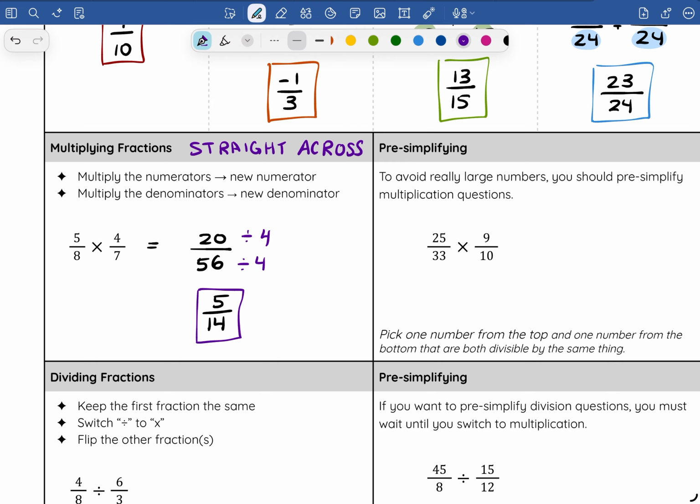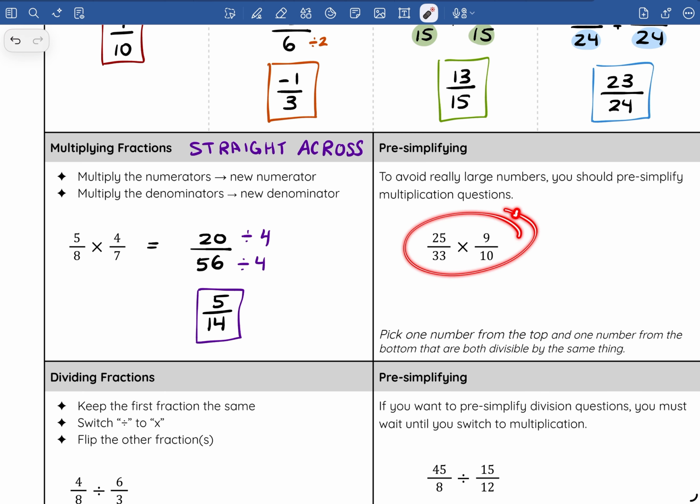If we want to pre-simplify, we could have pre-simplified this one. We could have said this is divisible by 4 and this is divisible by 4. So we would have a 1 and a 2. And then we see right away that we would end up with 5 over 14. Sometimes you can choose whichever way you want to go. With numbers this big, we kind of have to pre-simplify, or at least I would recommend it.